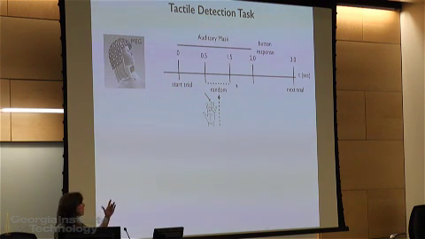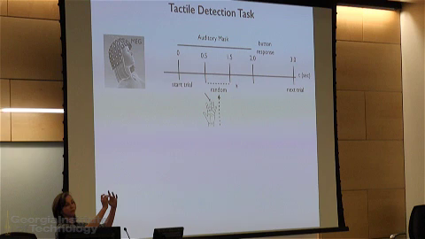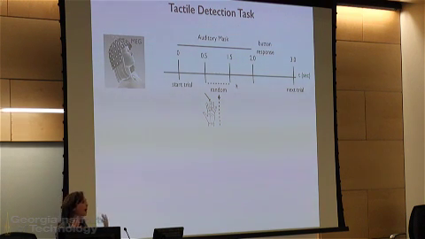Randomly within that tone, they're given a brief tap to the middle fingertip. The strength of that tap is maintained so that they're always feeling it half of the time. When they start to feel it, we make it weaker or stronger. And so we have a perceptual threshold level stimulus. Then they respond whether they felt it or not with a button press of their opposite hand.